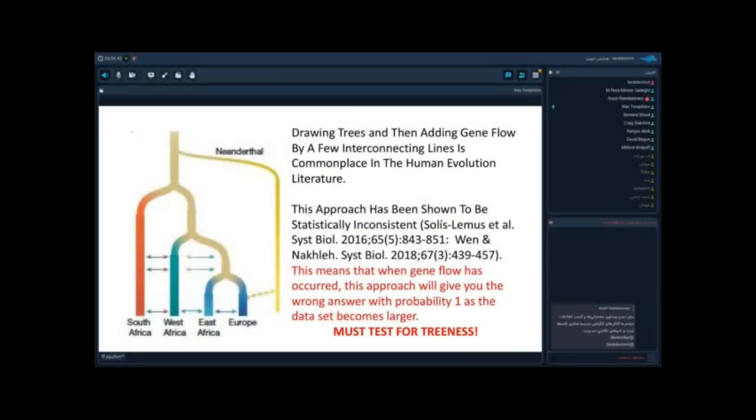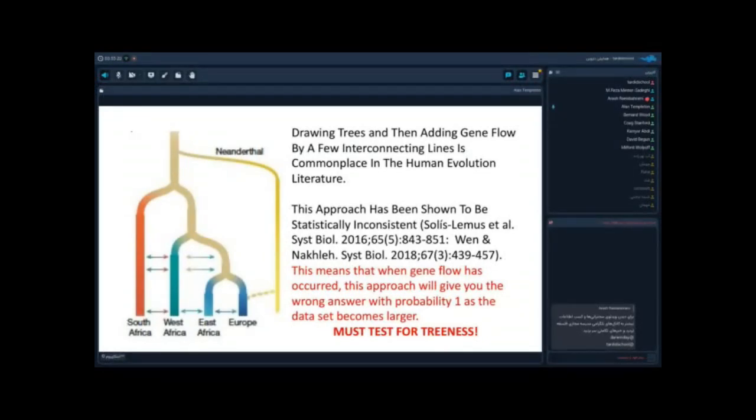Now, interestingly, Ragsdale did draw these trees. So you have a tree with big, thick stems, and then you have the gene flow and admixture events as these little tiny lines. And drawing trees like this and adding gene flow and a few interconnecting lines is very commonplace in the human evolution literature. And in fact, many approaches to statistical phylogeography start with the tree and do this, then add admixture and gene flow as needed. And this approach has been shown to be statistically inconsistent. That is, tree first, gene flow second.